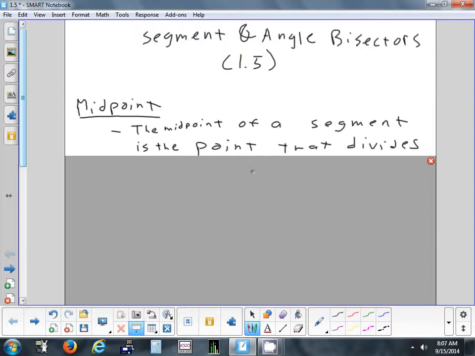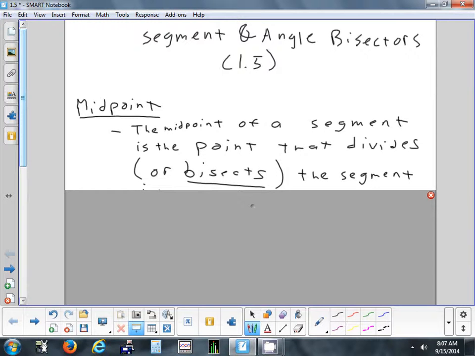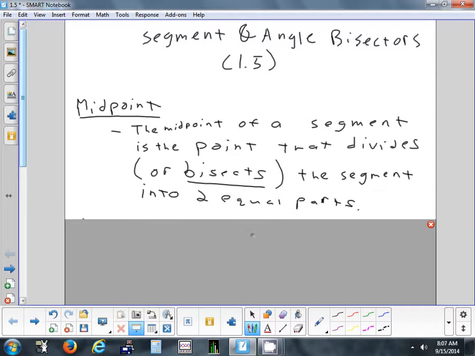Okay, when we cut things, especially segments, in half, we create this thing called a midpoint. The midpoint of a segment is basically the point, which we label with coordinates, that divides the segment into two equal parts. So we could say something's divided into two equal parts, or we can say it's bisected. Same thing.